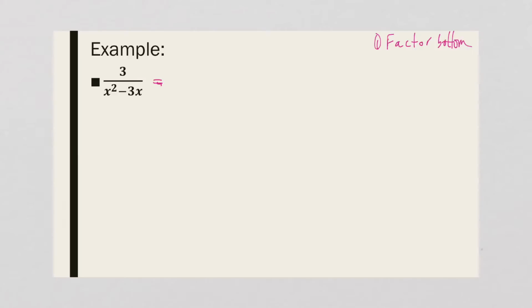When I factor that, it breaks down into x and x minus 3. These become my new fractions. Put a plus sign in between. And now I need to figure out what goes on top. We have A and B, and our goal here is to solve for A and B. So we want to know, if I add these two fractions together, what do I need to have for A and for B in order for them to add up to 3 over x squared minus 3x.